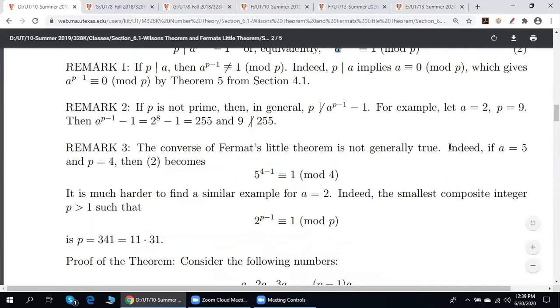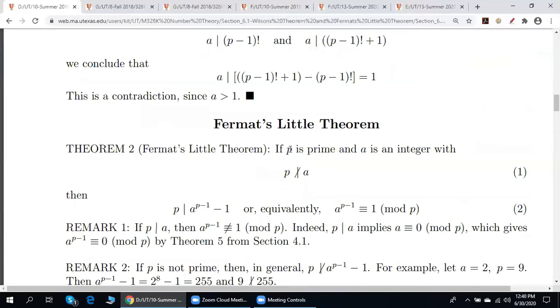For example, once again, here p is composite and a is not divisible by p. Over here, p is composite, but a to the p minus 1 is congruent to 1 modulo p. In short, both conditions, this and this, are indeed important. We cannot skip this, we cannot skip this.